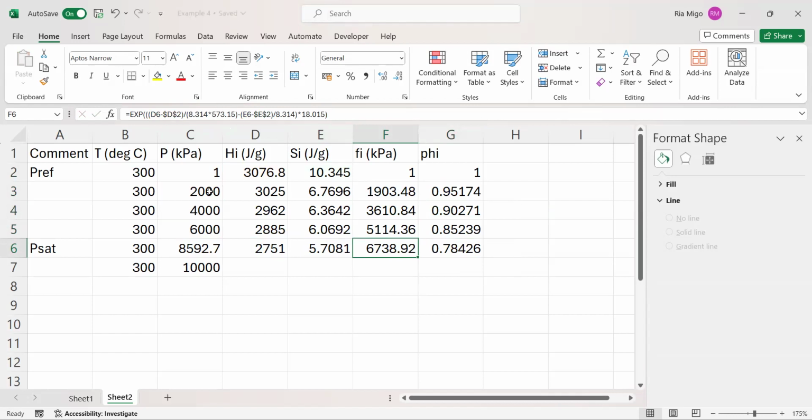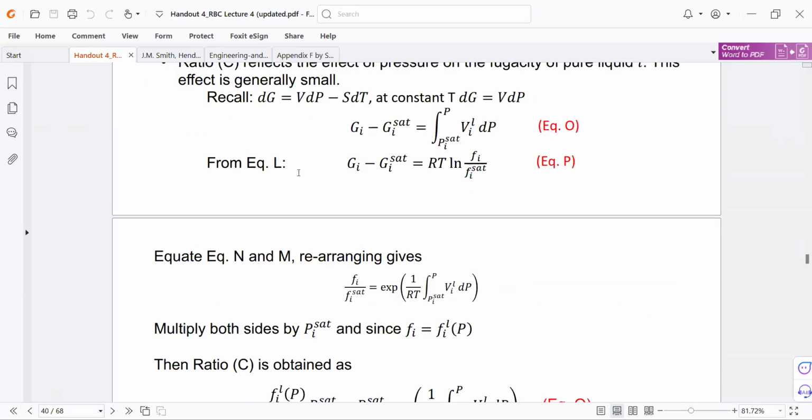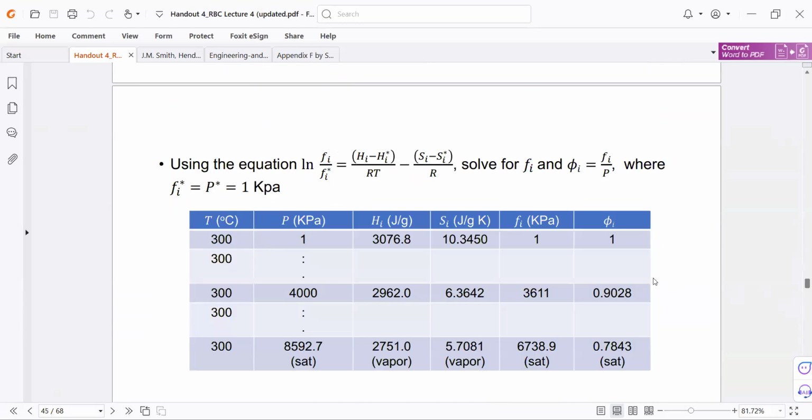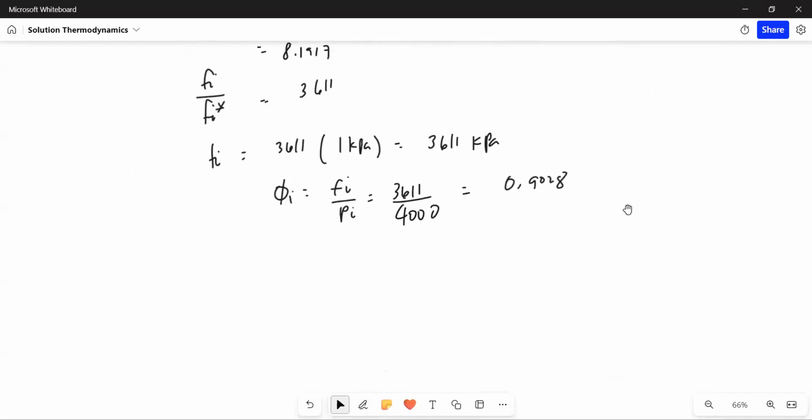Okay, so now that we are done with the gaseous phase, let me check first if we have the same answer. All right, so we do have the same answer as our handout. The next part is to deal with the liquid phase at pressure 10,000.